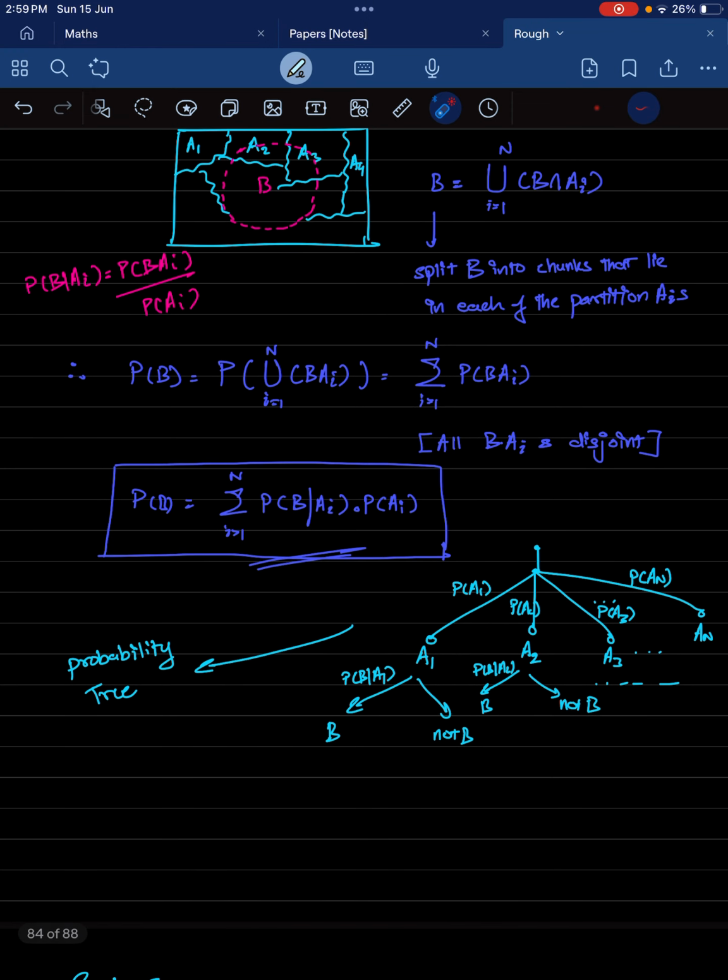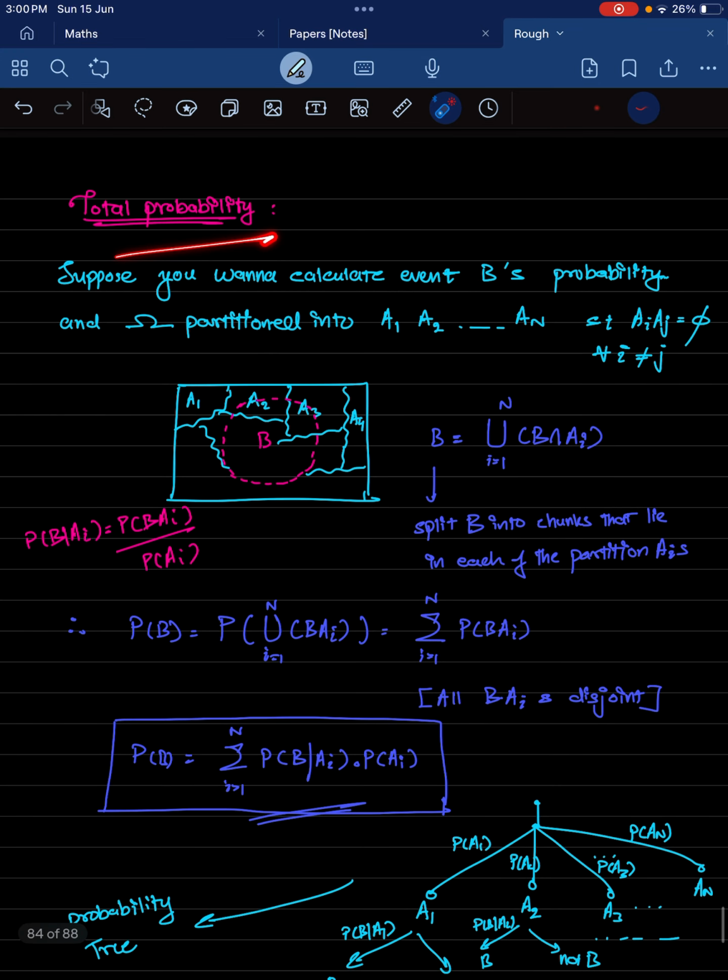Okay, so with this I'll end my lecture on conditional probability. In the next video we'll see a simple example of how this is put into action, how the concept of total probability in fact is put into action.